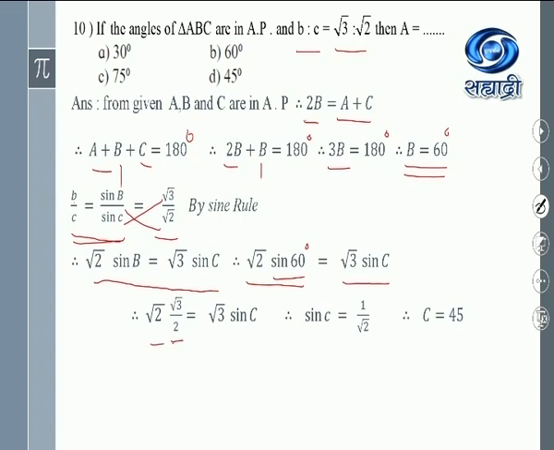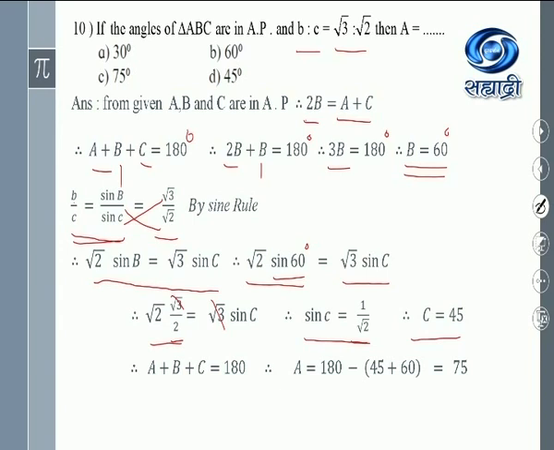Now simplify this term. Root 2 into root 3 upon 2 is equal to root 3 sine C. Therefore sine C is equal to 1 upon root 2. This root 3 and root 3 gets cancelled, and root 2 upon 2 is 1 upon root 2. So sine C is 1 upon root 2. Therefore C is equal to 45 degrees.